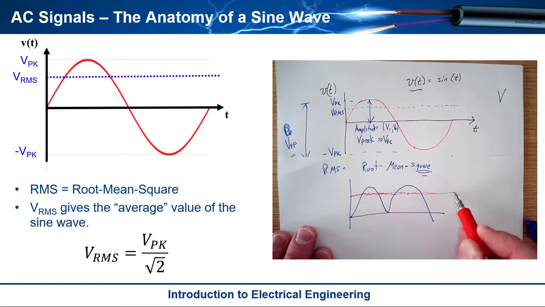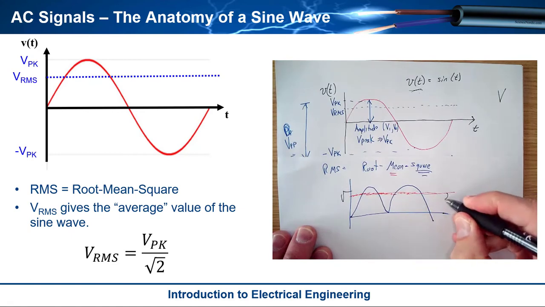So you're going to get some value on there that is representative of somewhere in the middle of here, that represents about the magnitude of it. And that's the mean part of it. And then the root of that: you're going to take this value right here and do the square root of it.